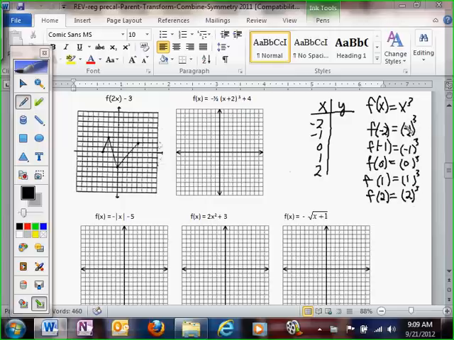Well, you have to remember that I have a negative number here being raised to an odd power, so that'll be negative 8. This will be negative 1. 0 cubed is 0. 1 cubed is 1, and 2 cubed is 8, so I have myself these ordered pairs that I can plot. Trace that function out.